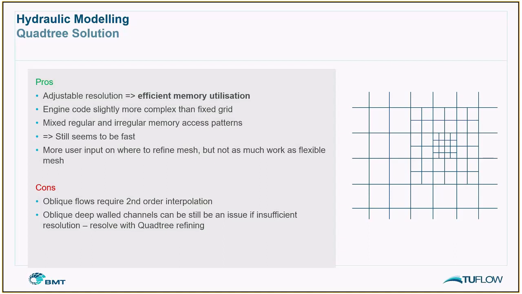The downsides are that it's still a square grid. Oblique flows still require a second order interpolation, which, as mentioned previously, is more complex than a first order scheme. Also, oblique deep wall channels can still be an issue, although with a Quadtree refinement, it should be possible to add sufficient resolution to resolve the hydraulics in those regions without having to add in the detail throughout the whole model domain.